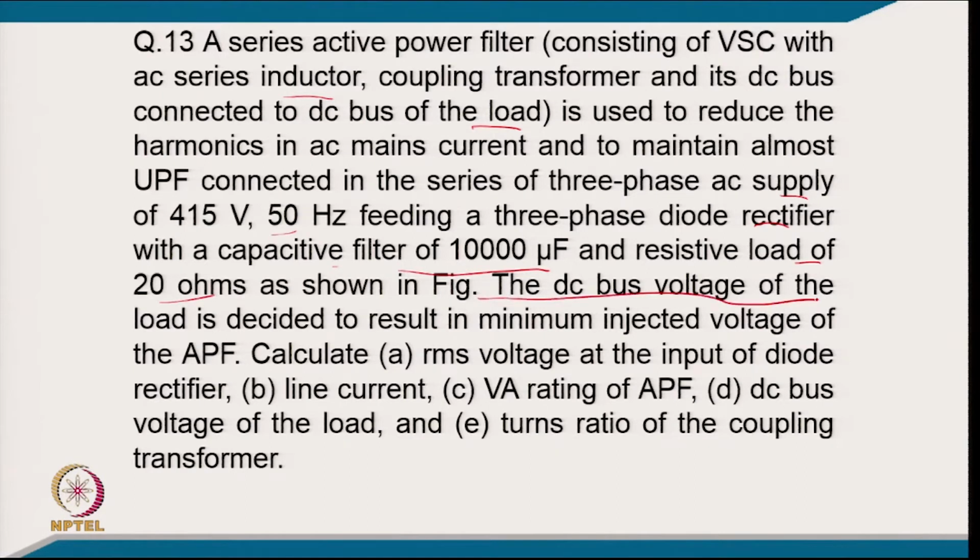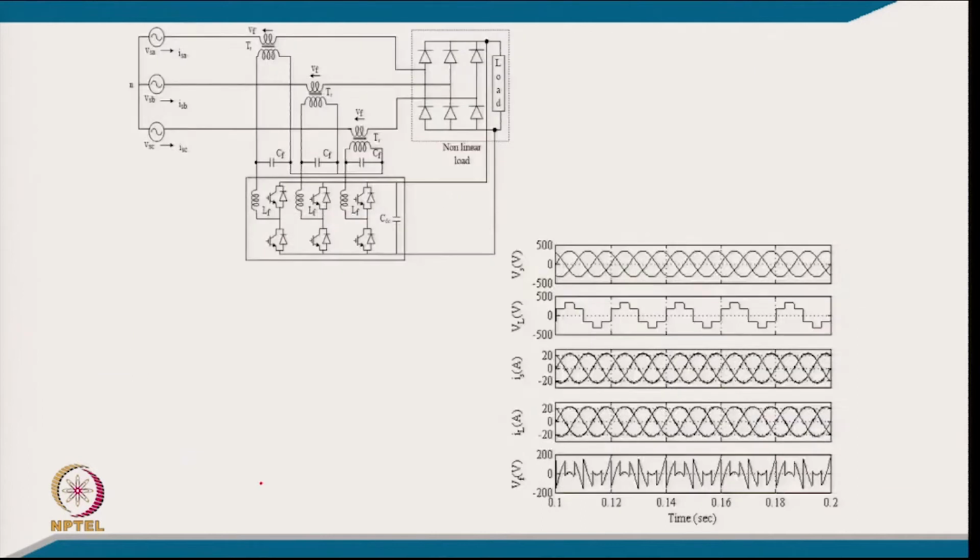So, DC bus voltage of the load is decided to result in a minimum injected voltage of series active filter. Calculate A, RMS voltage at the input of diode rectifier, B, the line current, C, the VA rating of the series active filter, D, the DC link voltage of the load, and E, the turns ratio of coupling transformer.